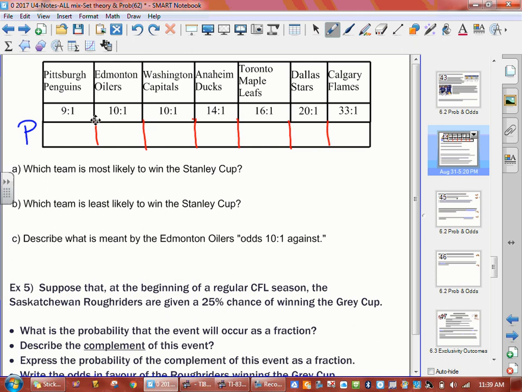So, the way you read it is this. For every 9 times they don't win, they'll win once. For every 10 times they don't win, they'll win once. That's how you would read those, okay?